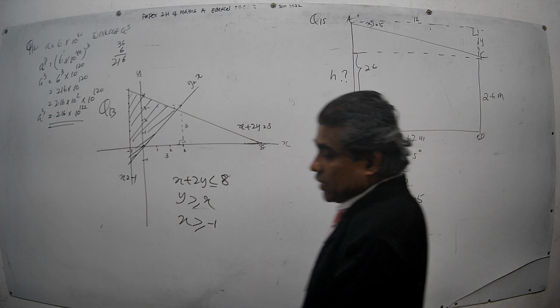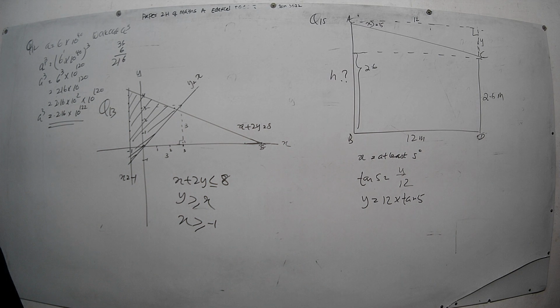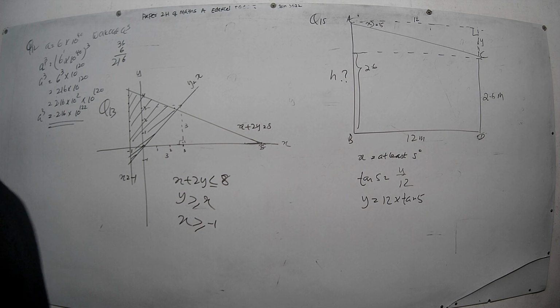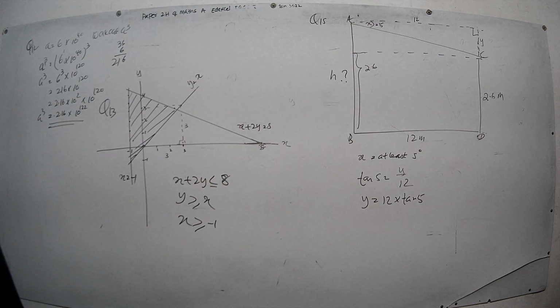Now they ask for a degree of accuracy. You have to find AB correct to 3 significant figures. Then we have to find this y value correct to 3 significant figures. We will do that. Use the calculator.